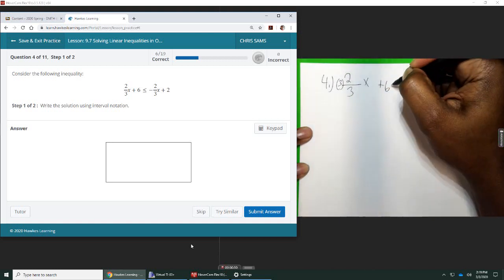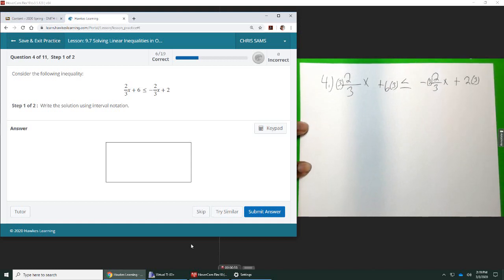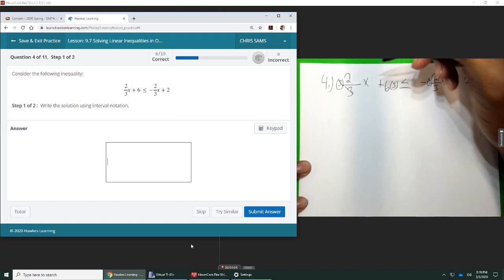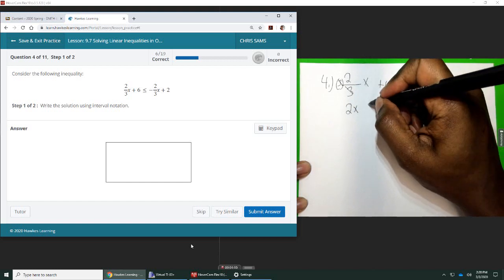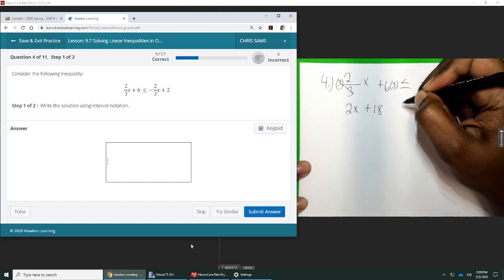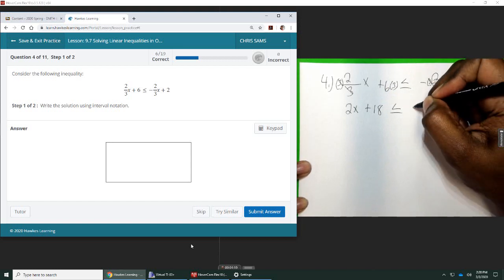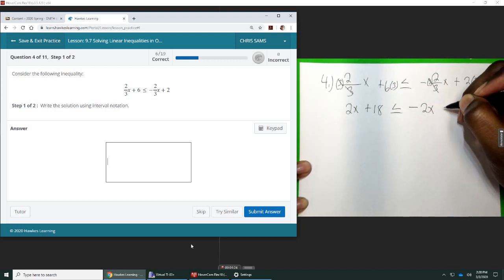So multiply by 3. This gets multiplied by 3. This gets multiplied by 3. And so does this. Everything gets multiplied. When we multiply, actually with the fraction, we're dividing out the 3. So that goes away. We're left with 2x. 6 times 3 gives us 18. This is less than or equal to. Here again with the fraction, the 3 is going to cancel out our multiplication by 3. It's going to leave us with a negative 2x. And then 2 times 3 will give us 6.